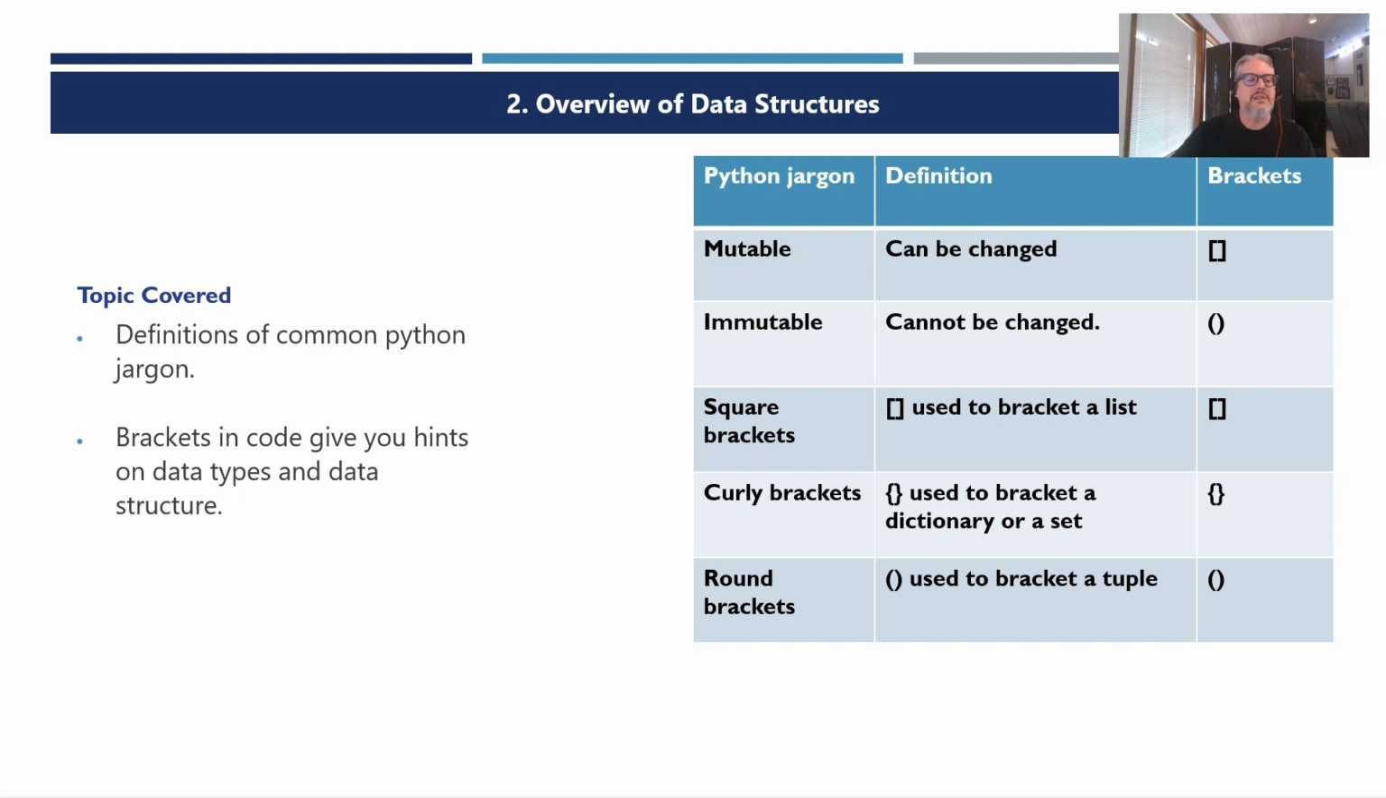So let's go over some definitions of some common Python jargon. Brackets in code give you hints on the data types and data structures. Part of foundational concepts is learning syntax in detail, important differences in code. Understanding these differences will give you a strong foundation as a Python coder. Not understanding these details will cause you issues later when writing code. Knowing how and when to use bracket types makes you a better coder and will help you read other people's code. Let's go over 5 definitions of common Python jargon used in coding.